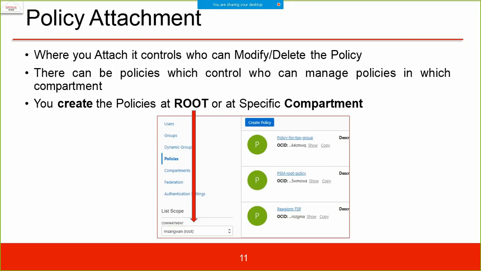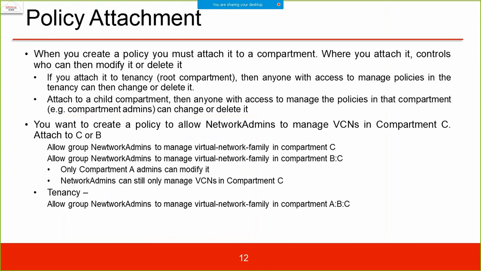There can be policies which control who can manage policies in which compartment. You create the policies in root at a specific compartment, and if you notice, this is what I selected when I was creating the policy. This is the screenshot which I showed, and that is helping me recollect the demonstration. You should be able to recollect what I showed you, and this is where we created the policy. Attachment is nothing but what you select, the group name.